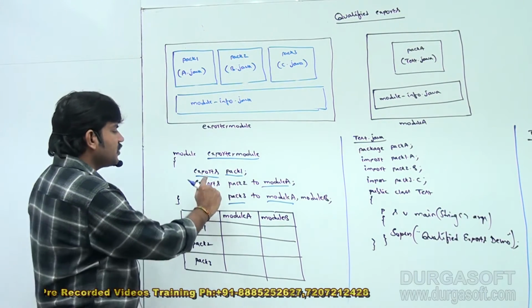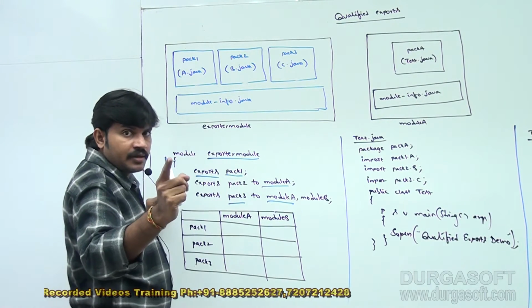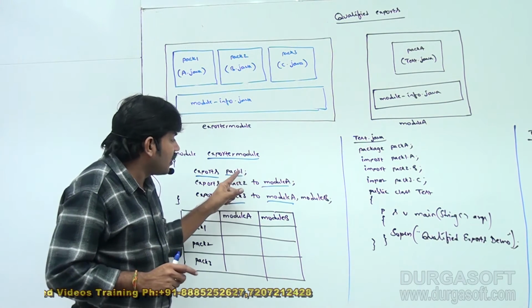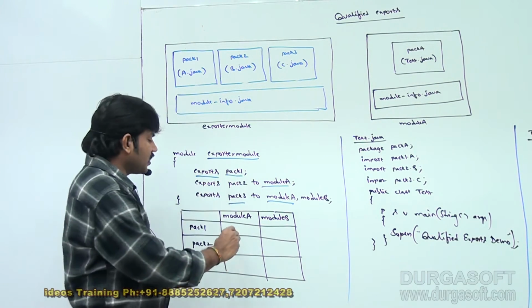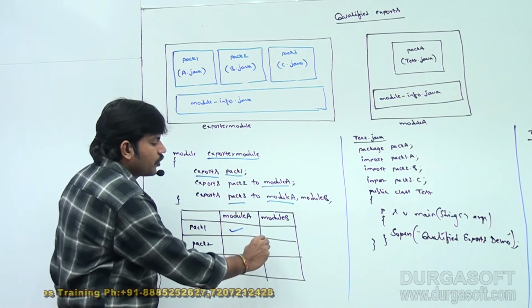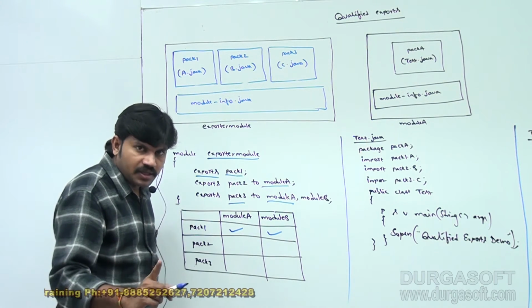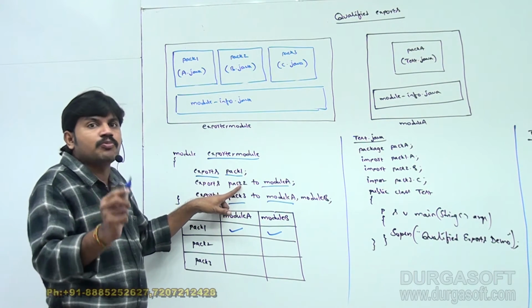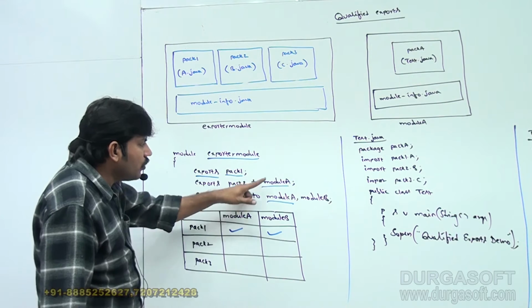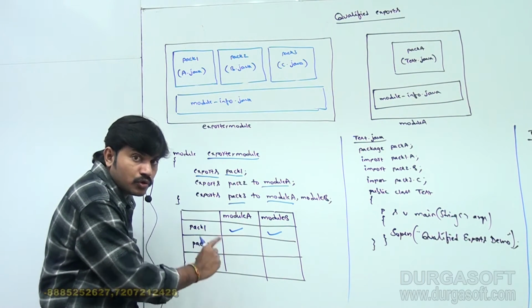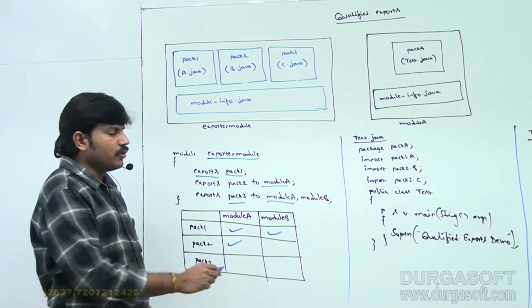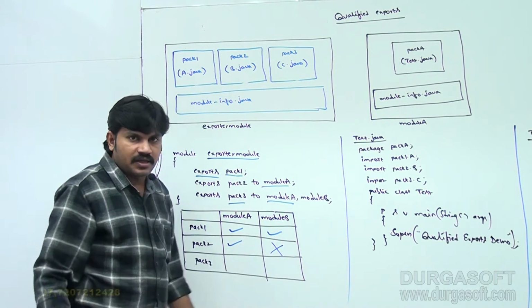Observe that. Exports pack 1: is pack 1 available to both modules or not? Yes, pack 1 is a normal export. That's why pack 1 is available for module A and for module B. Clear, right? Next, exports pack 2 to module A. So it is available only for module A but not for module B. Clear for all of you, right?